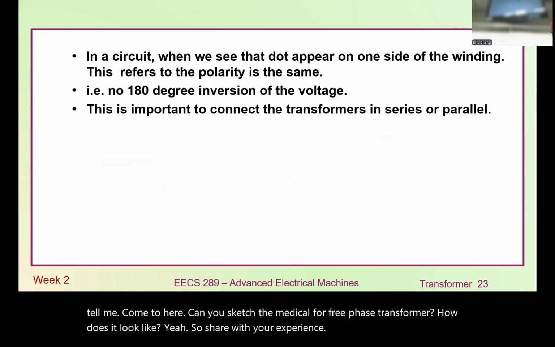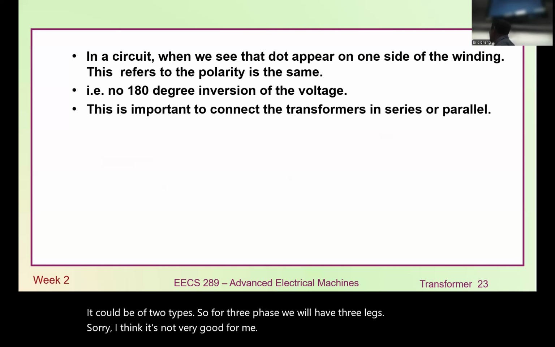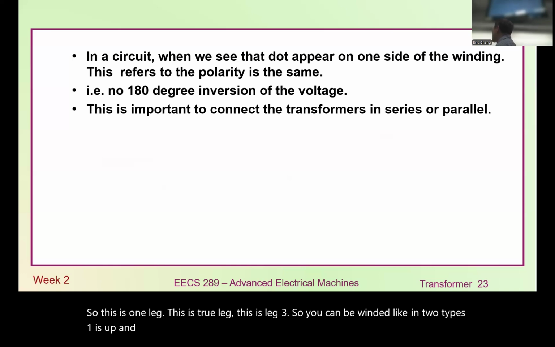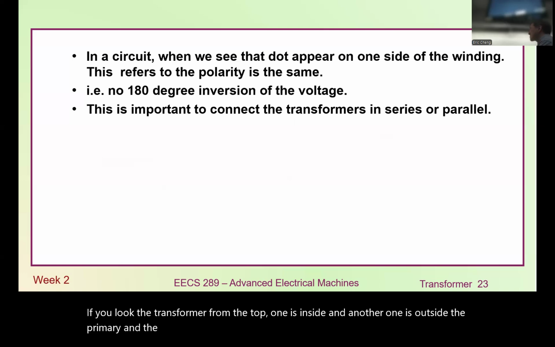We have 2 types. For 3-phase, we'll have 3 legs. So this is leg 1, this is leg 2, this is leg 3. It can be wound in 2 types. One is up and down, and another one is, if we look at the transformer from the top, one is inside and another one is outside, the primary and the secondary. So I use this one for my application.